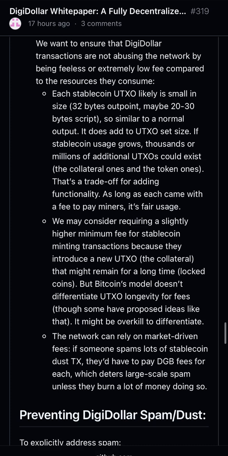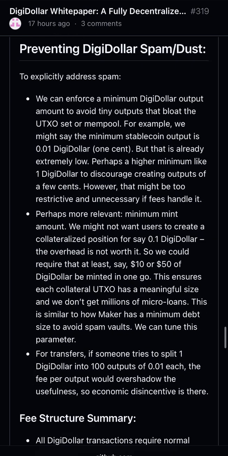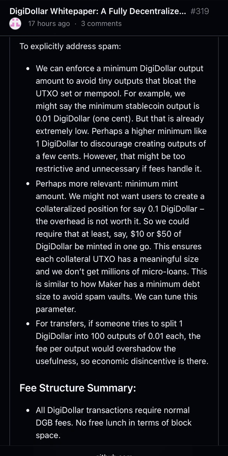Preventing DigiDollar spam dust. To explicitly address spam, we can enforce a minimum DigiDollar output amount to avoid tiny outputs that bloat the UTXO set or mempool. For example, we might say the minimum stablecoin output is 0.01 DigiDollar, 1 cent. But that is already extremely low. Perhaps a higher minimum like 1 DigiDollar to discourage creating outputs of a few cents. However, that might be too restrictive and unnecessary if fees handle it.